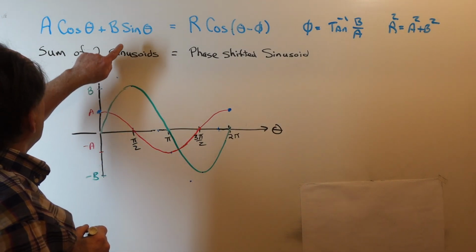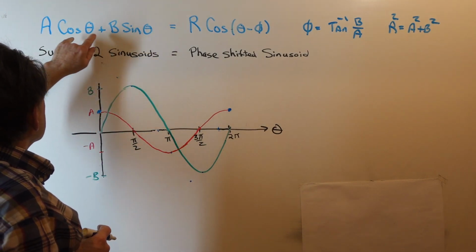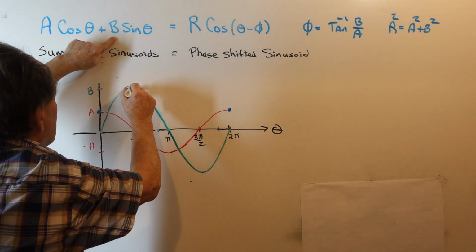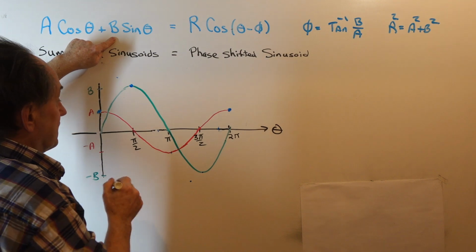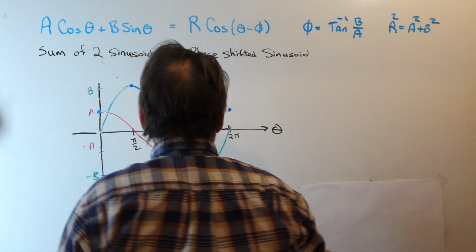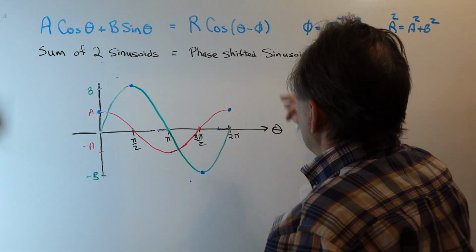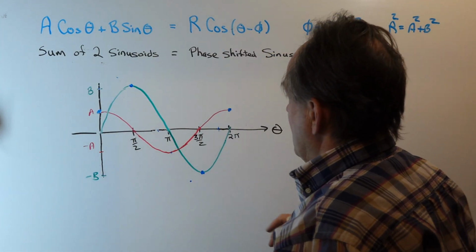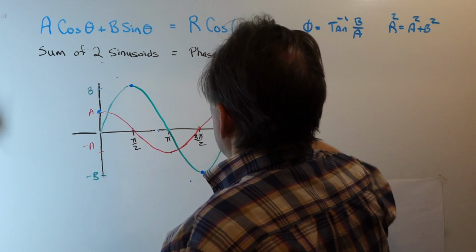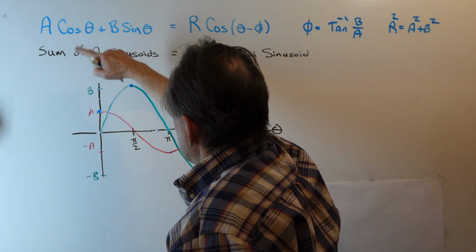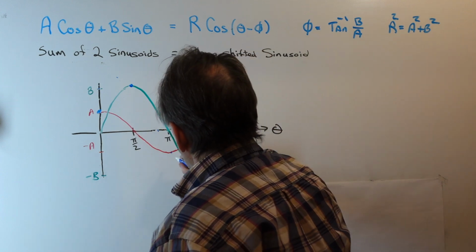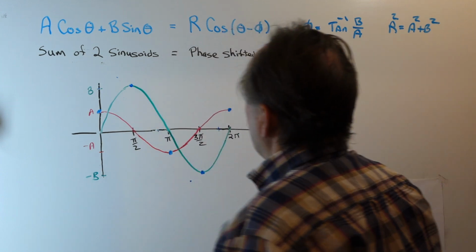Now at pi over 2, the sine is max, the cosine is 0, so at pi over 2, the value of the sum will be the same as the cosine, and the same thing at 3 pi over 2. So those will be the value of the sum at the cardinal values here. Now at pi, sine is 0, cosine is at its minimum, the maximum in the negative direction, so it'll have the value of minus A there.